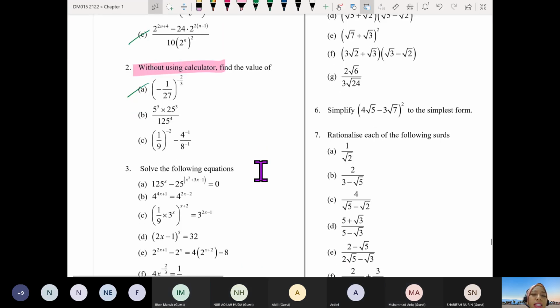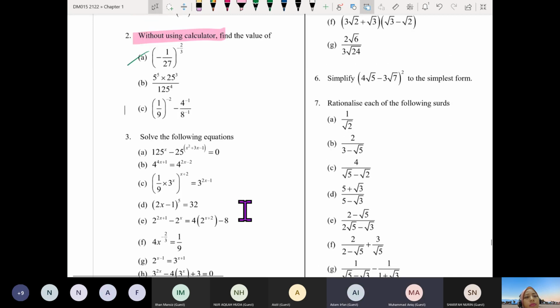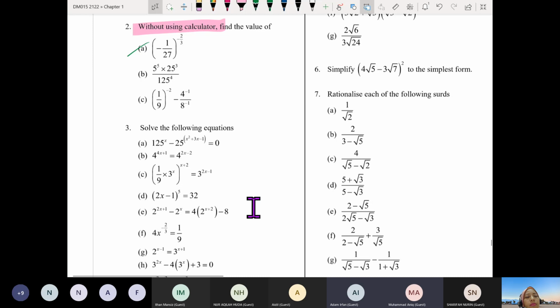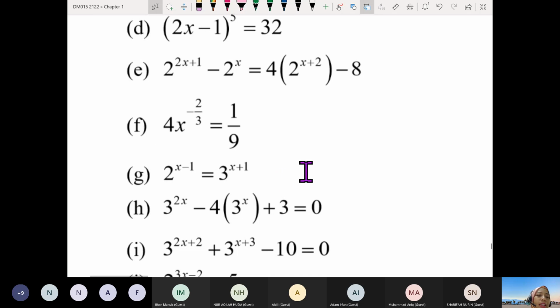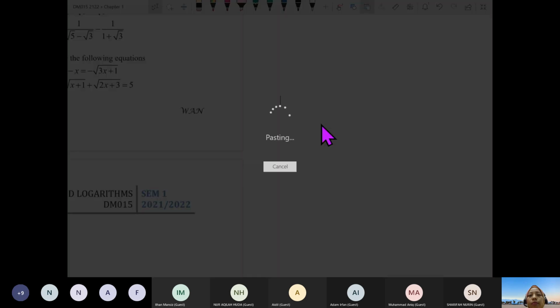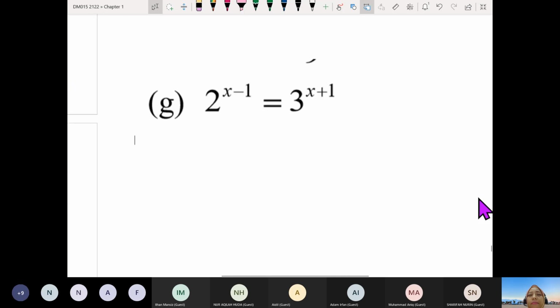2 and 3 ada masalah? Nak tanya ni. 3G. Okay, bagus soalan ni sebab base dia tak sama ni. Kalau base sama tak ada masalah. Contoh macam E, base dia semua sama. Tetapi G ni mari kita tengok. Okay, let's look at this question.